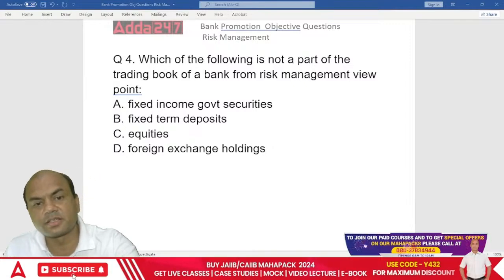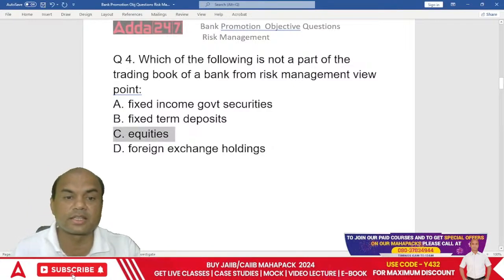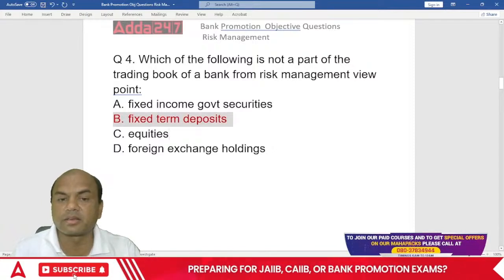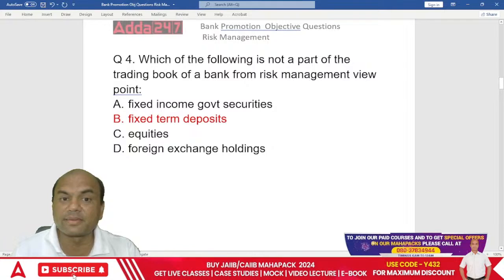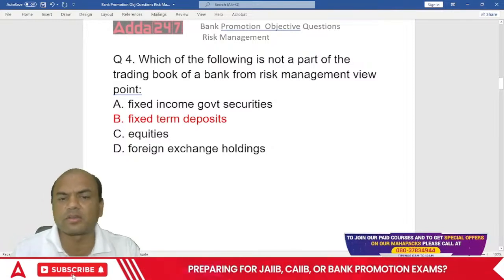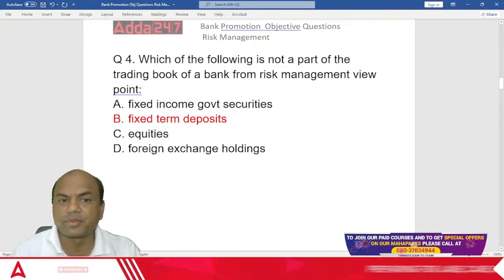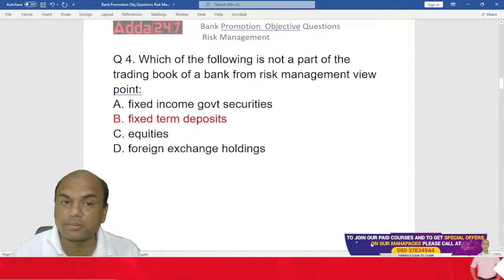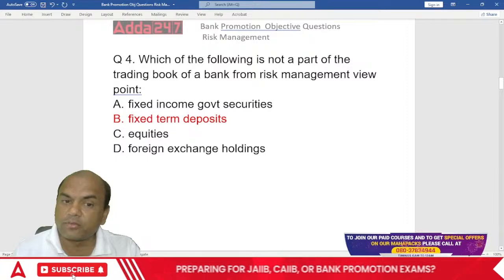So the answer is FD is what is not allowed in CRR, SLR. FD is not a part of CRR, SLR. Never. It is not a part of trading book. Okay. Got it? Trading book means basically for profits. Either in banking book or in trading book, both, FDs are not allowed. Okay. Keep it very simple. Trading book means for profits. CRR, SLR is for banking book. But in both, FDs are not allowed.